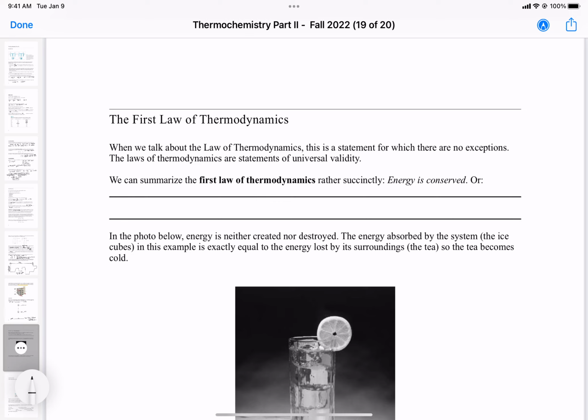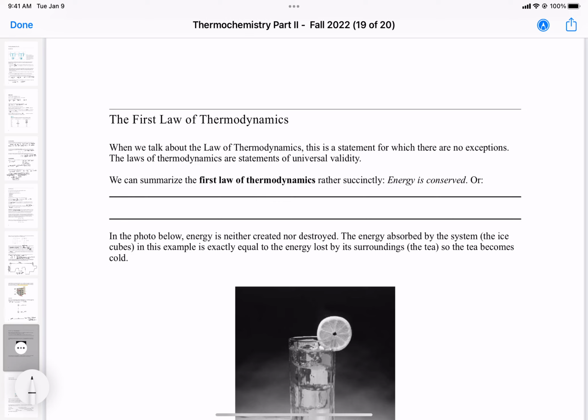Okay? So when we talk about a law of thermodynamics, it's a universal statement. There are no exceptions. So laws usually have no exceptions. The laws of thermodynamics are statements of universal truth or validity. Okay, there are no exceptions to deny this truth.